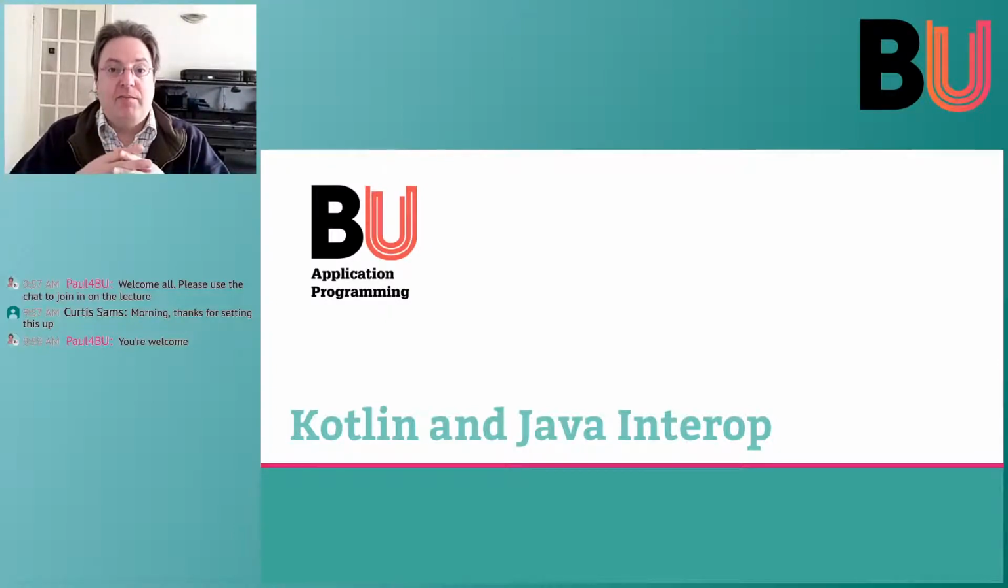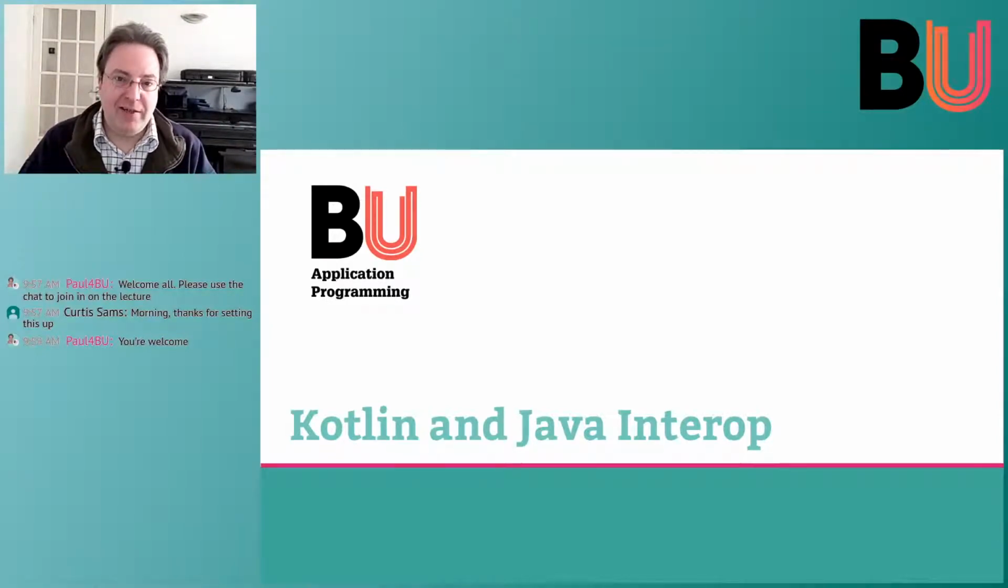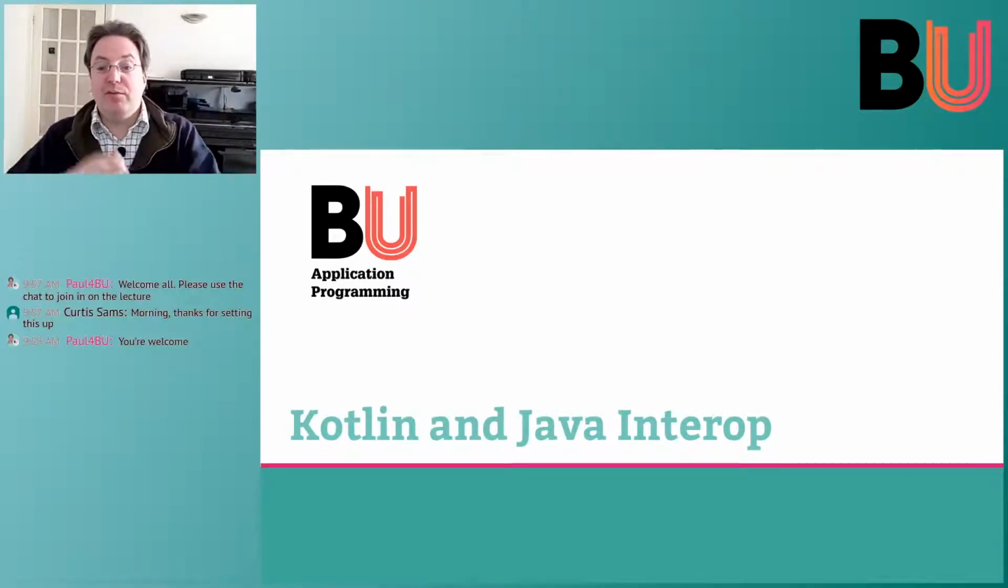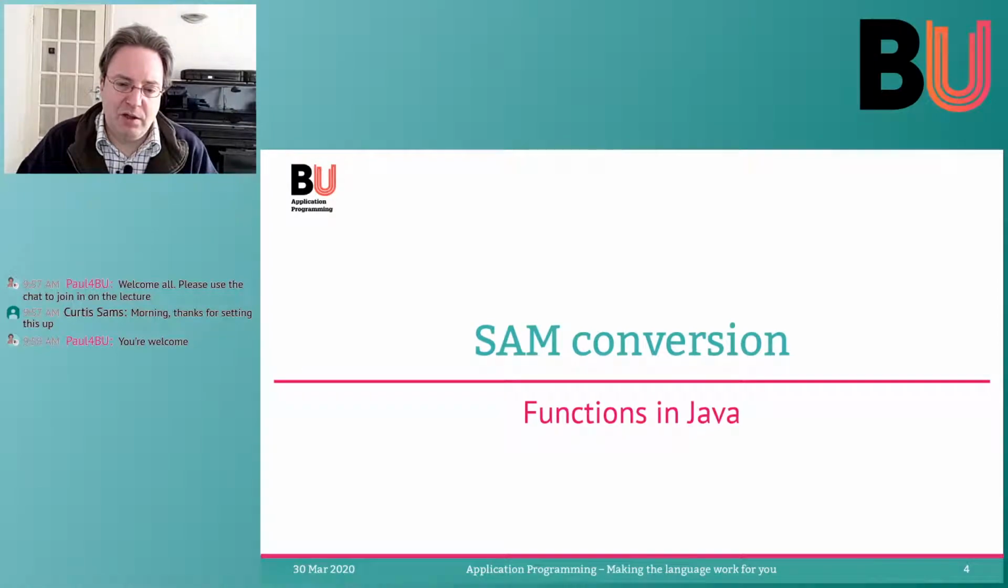Kotlin can just call most Java functions by default. If you want to make that slightly nicer from the Java side, what you can do is add nullability annotations. But in most cases, you can just use Java code as is from Kotlin. The other way around does require a little bit more.